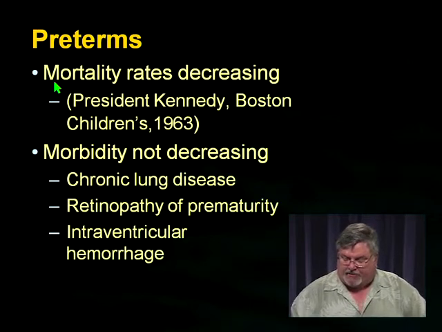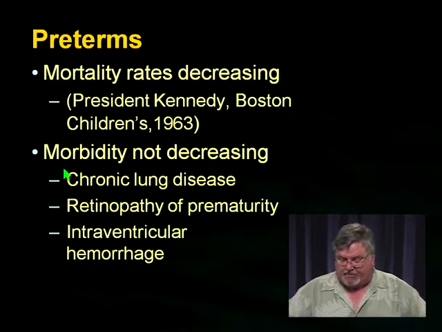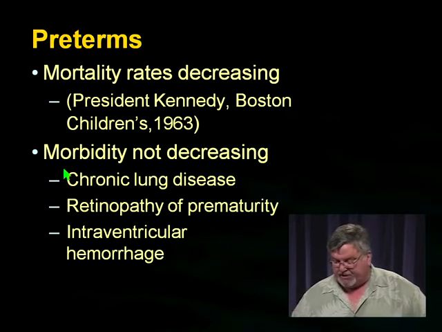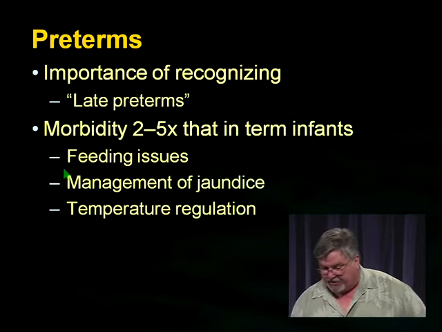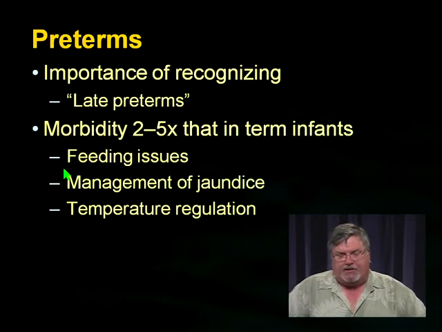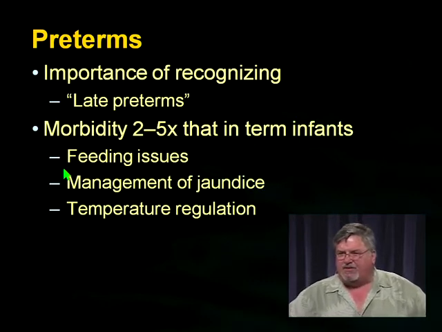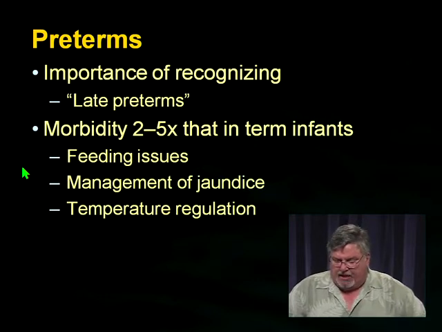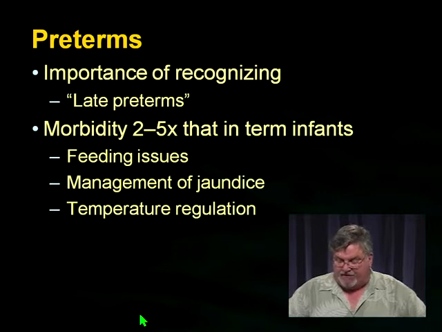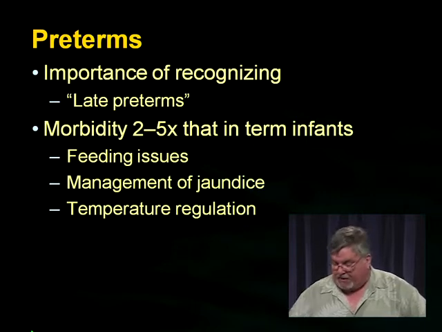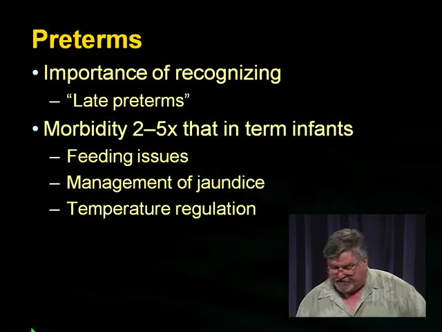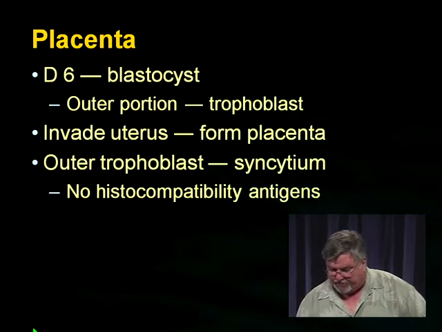So while mortality rates are decreasing, morbidity rates are not decreasing, particularly the big 3, chronic lung disease, retinopathy of prematurity, and intraventricular hemorrhage. The other thing that the Academy has been paying attention to lately, it's like they have coffee klatches and just dream this stuff up, is the importance of recognizing late preterms. This goes back to our 37 completed weeks gestation, folks. Late preterms have morbidity that's about 2 to 5 times that in term infants. And the major issues are feeding, management of jaundice, and temperature regulation. So there will be a question about late preterms.